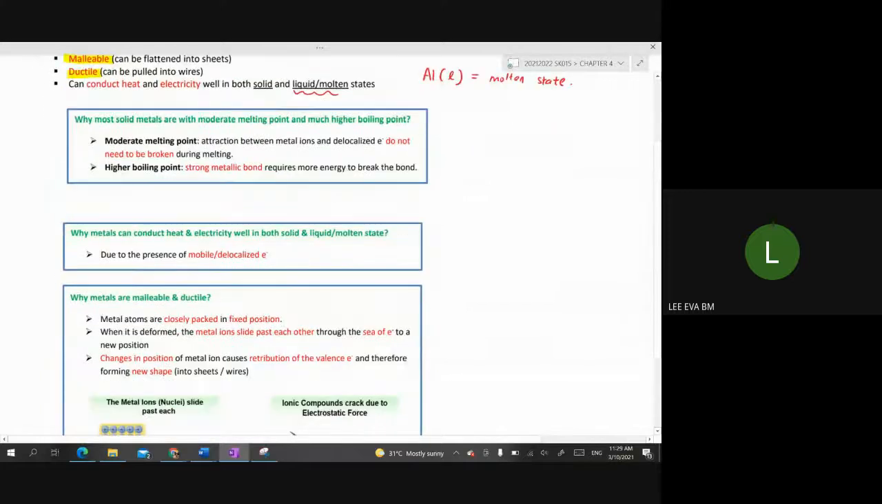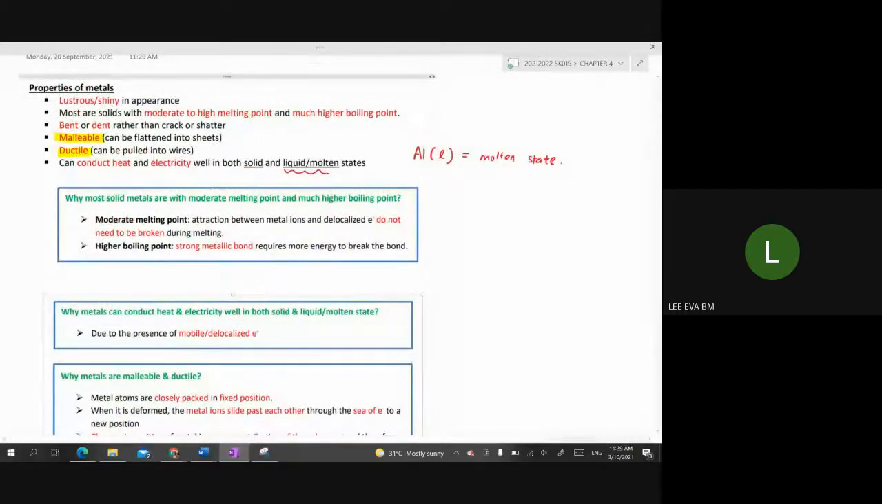So over the three boxes here is explain the properties of your metal, each of them. So first of this is why the solid metals are with moderate melting point. Dia punya melting point tak tinggi sangat lah. It's not like very high. One of the reasons is because you do not break it. You only try to bend or change the shape. So over here you see attractions between metal ion and the delocalized electron do not need to be broken during melting. Okay, therefore you have only a moderate melting point.